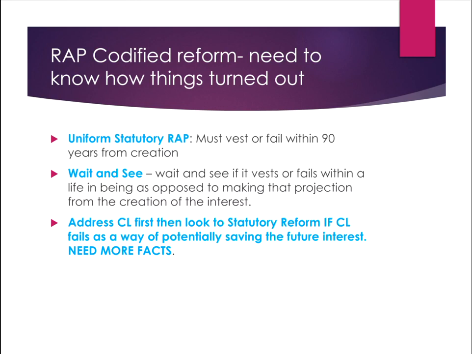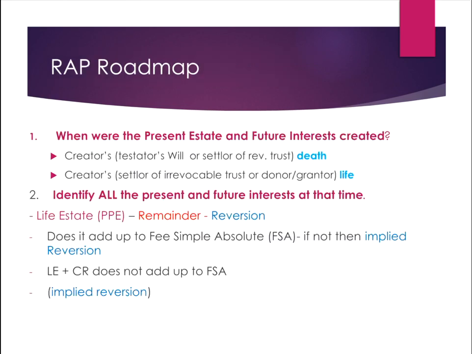Keep in mind there are some codifications to RAP. We have the Uniform Statutory RAP, which is a 90-year period. Maryland follows the wait and see, but keep in mind you can also create certain interests in trust in perpetuities in Maryland by including certain language and allowing the trustee to buy and sell. So Maryland, along with many jurisdictions, allows a trust to exist in perpetuities.